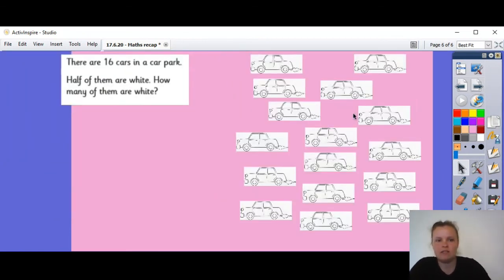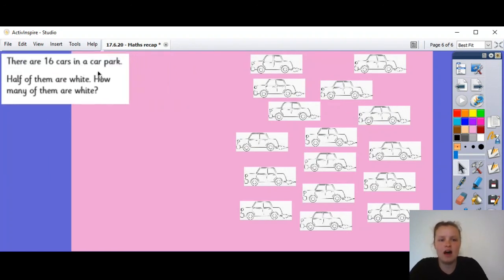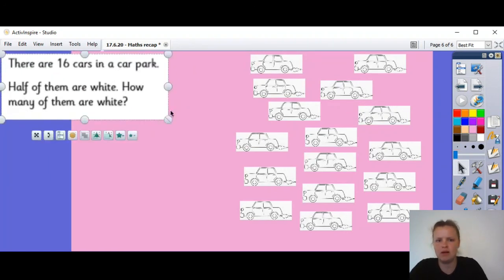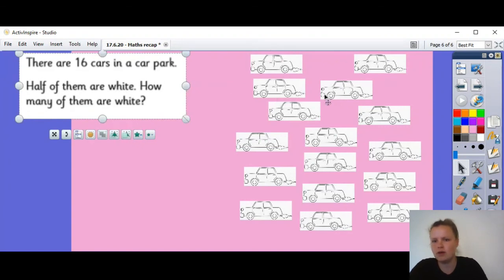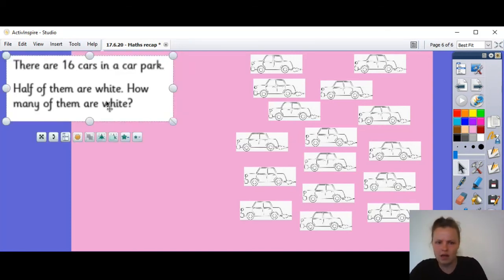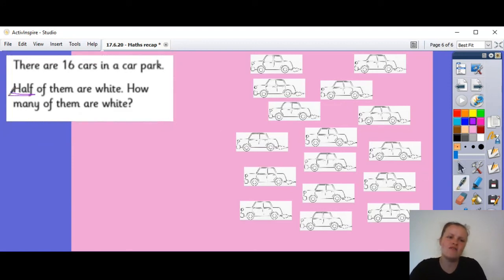Okay, so we've got some cars here. So the question says there are 16 cars in a car park. Okay, so we've got 1, 2, 3, 4, 5, 6, 7, 8, 9, 10, 11, 12, 13, 14, 15, 16. So we've got 16 cars here. Okay, and it says half of them are white. How many of the cars are white? Now, of course, all of them are white currently, okay, but it's easier to do it like this to begin with. Okay, so first of all, we need to know, what does it mean by half, okay? What do you think half means?